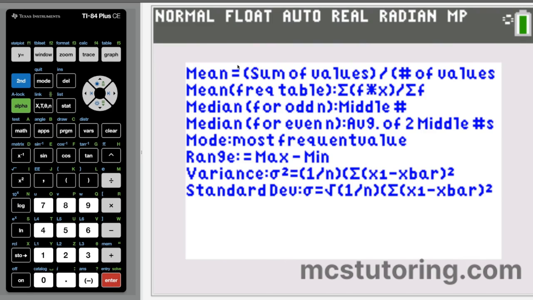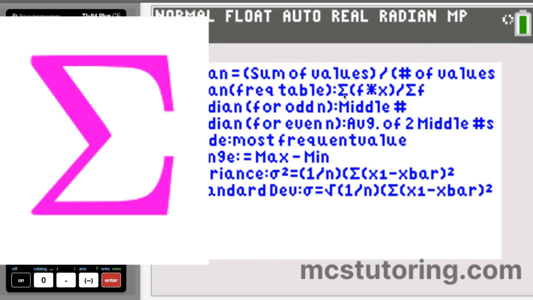We have the mean, which is the sum of values divided by the number of values. Here, this pound sign is not going to be a hashtag, but rather a number. So basically, the sum of values over the number of values. The mean from a frequency table is sigma, which is the sum. That's the Greek letter sigma, which usually indicates a sum in mathematics. It's f times x over the sum of f, over all the values there.